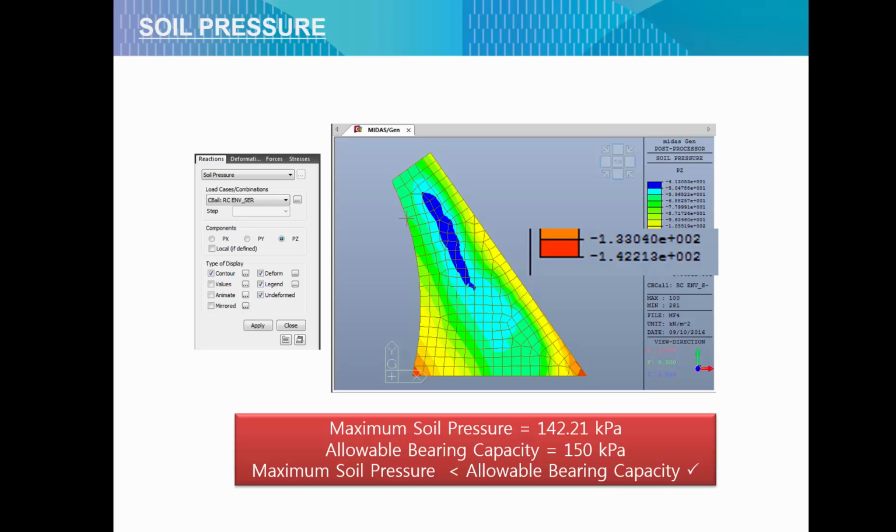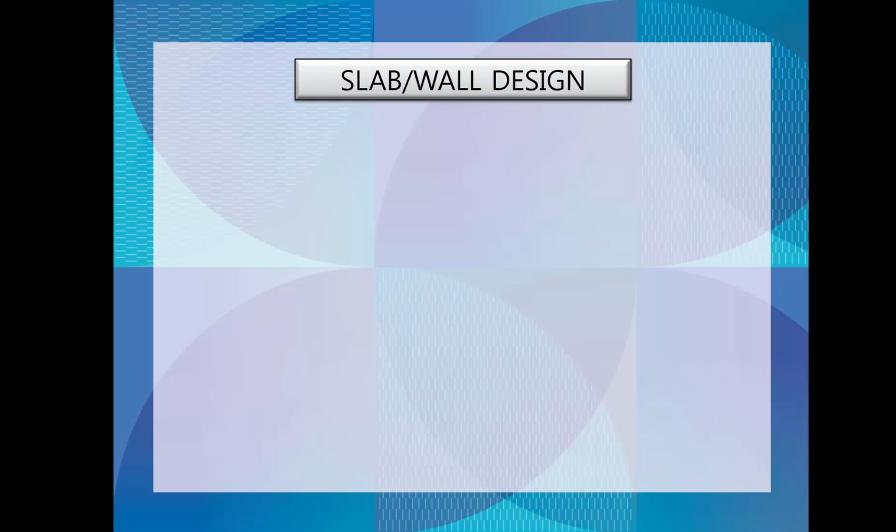What we're going to do is increase the bottom slab so as to be able to dissipate the load in a larger area. Doing this will lessen the soil pressure that the structure is giving. So after checking soil pressure, you can now go to the slab wall design.